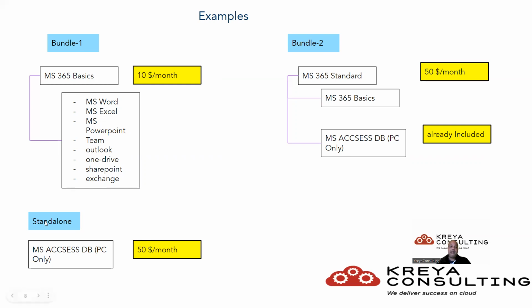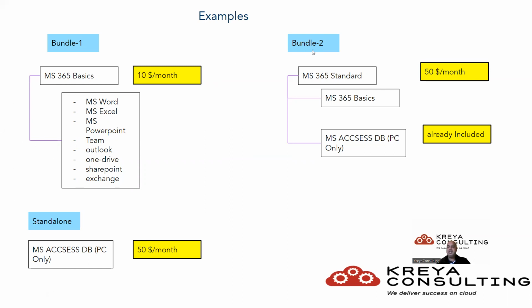But if one of my customers is also looking for a standalone product called MS Access database, this MS Access DB, which is PC only, they have to pay $50 per month. So $10 plus $50 will become $60 per month if I am quoting a customer bundle one plus the standalone separately. So this is one of the bundle configurations I can do.